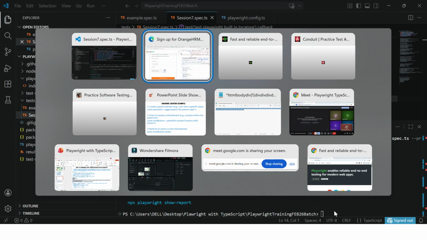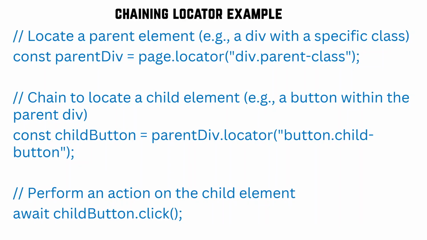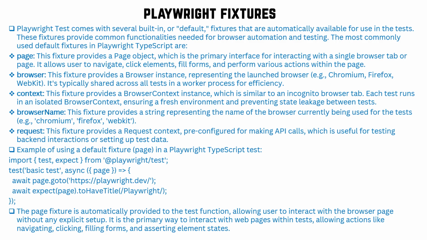The last part we'll cover today is called context, the Playwright fixtures. You already discussed the Playwright fixture in the previous session: apart from the page we are using, there are a couple of other fixtures available, like context, and browser also. Playwright test comes with several built-in or default fixtures that are automatically available for use in the test. These fixtures provide common functionality needed for browser automation and testing. The most commonly used default fixtures in Playwright TypeScript are page, browser, context, browserName, and request.